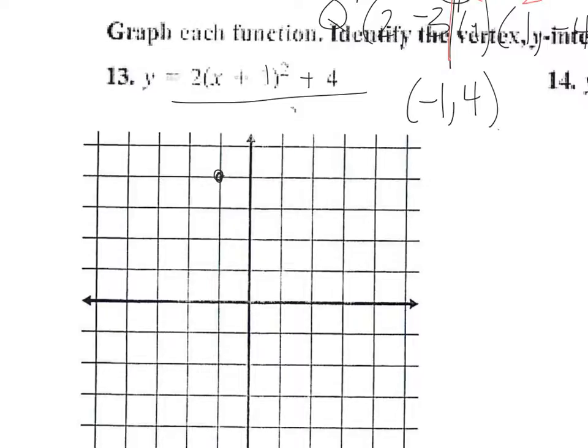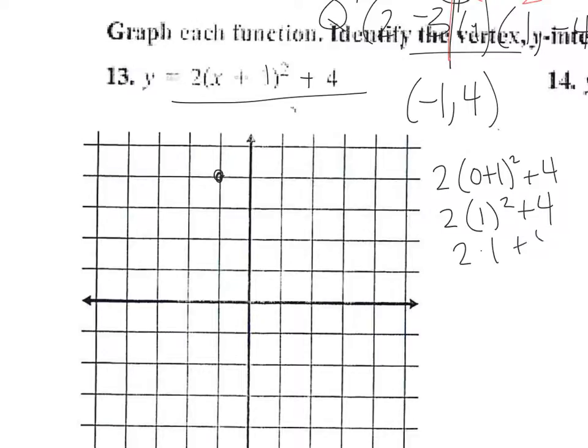Now the y-intercept. So I did the vertex, and for the y-intercept, set x equal to 0. So if I set x equal to 0, I'm going to plug in 0 plus 1 squared plus 4. So 2 times 1 squared plus 4. So 2 times 1 plus 4, so it's 6. So if I go over to 0, 6, it's right here. So if this is my vertex, then my axis of symmetry goes up like this.